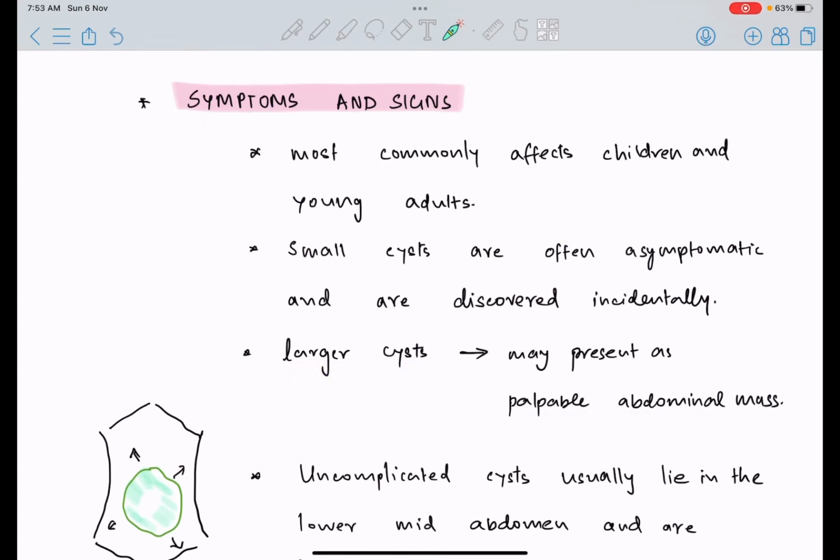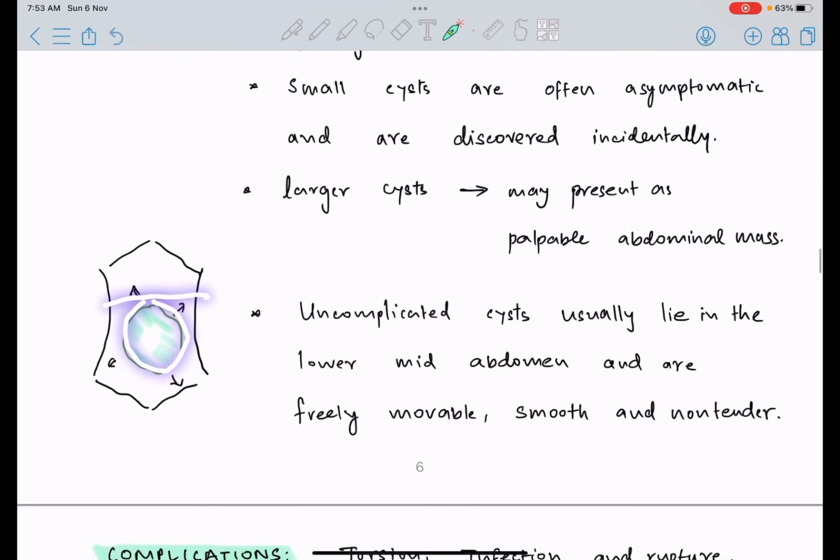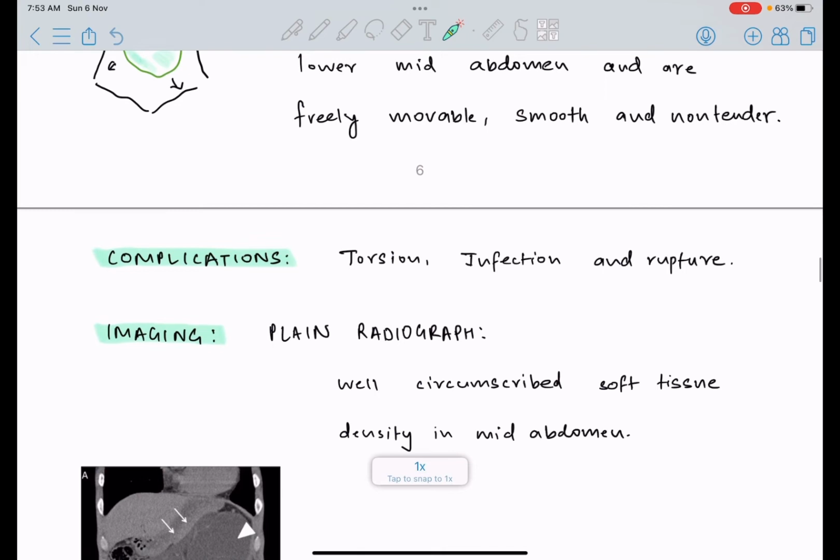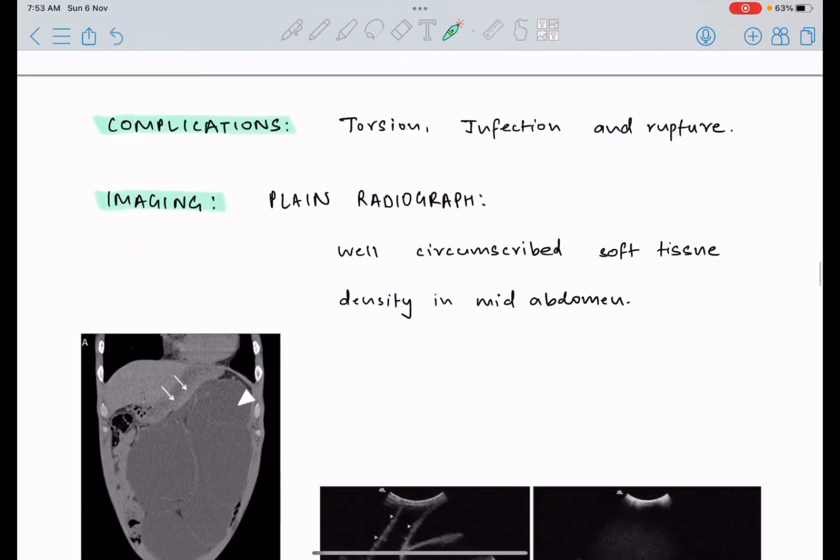Uncomplicated cysts usually lie in the lower mid abdomen and are freely movable. They are smooth and they are non-tender. Complications are torsion, infection, and rupture.